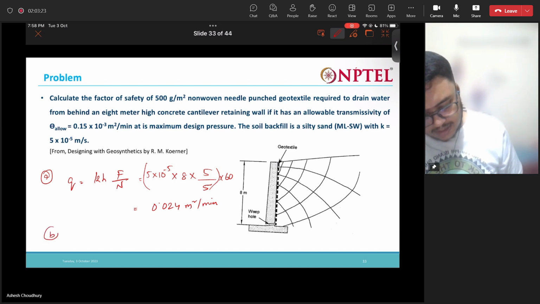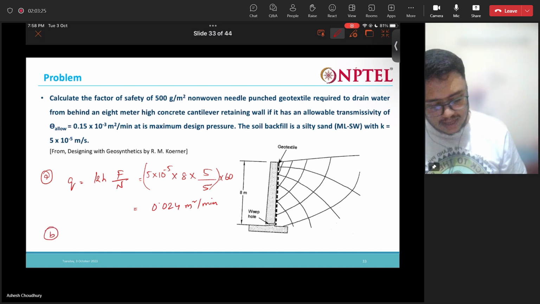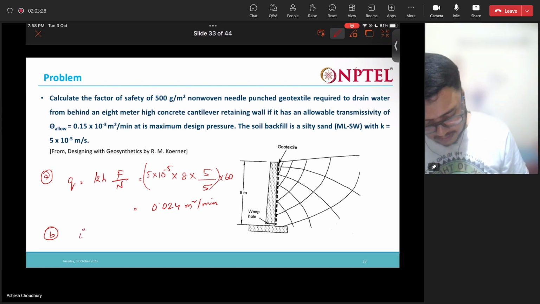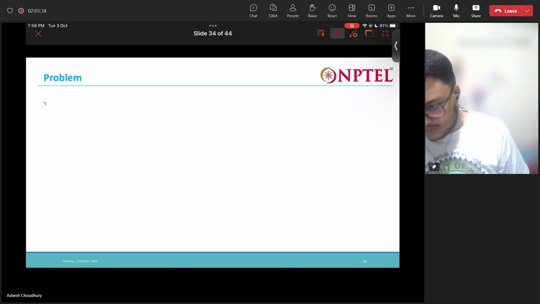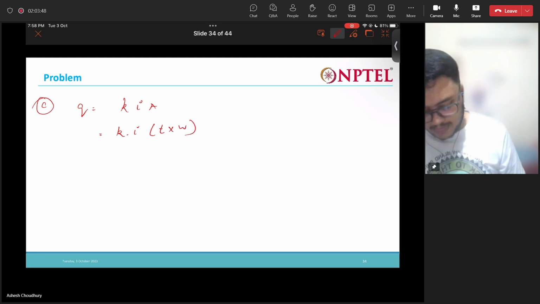What is the gradient? Here it is vertical, so 990. 1. Now transmissivity. Q is equal to KIA, K into I into thickness into width. Theta is equal to KT, which is equal to Q by I into W.